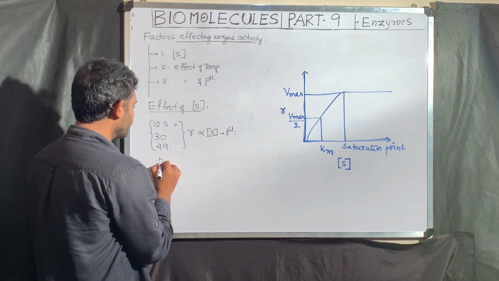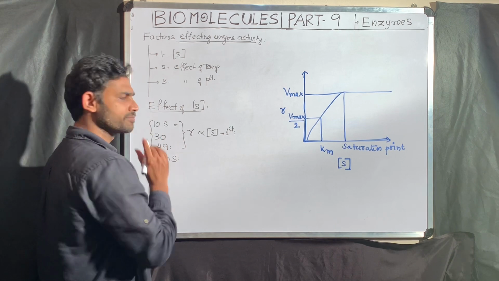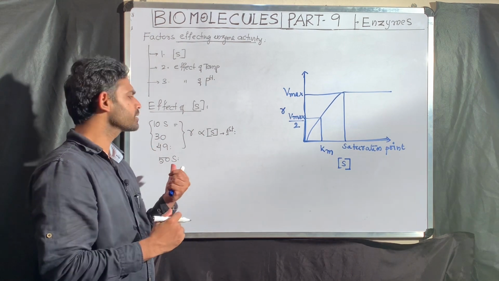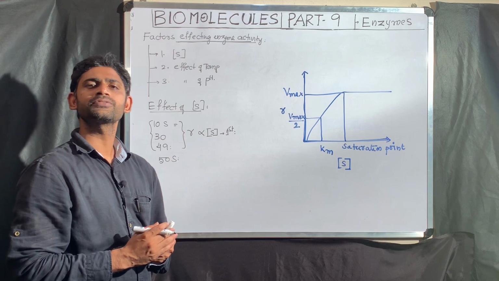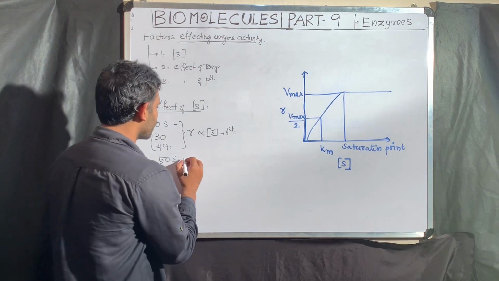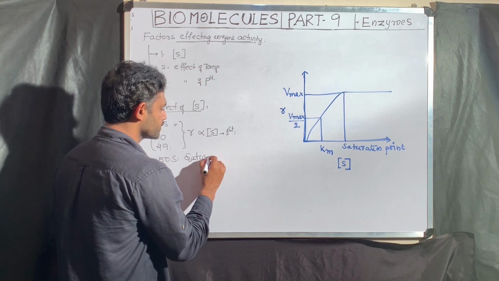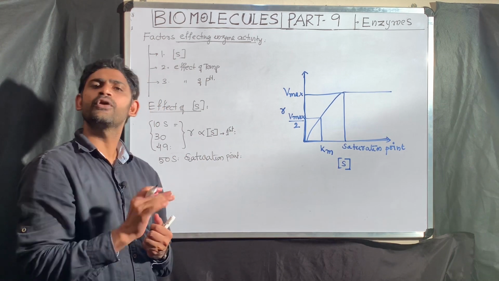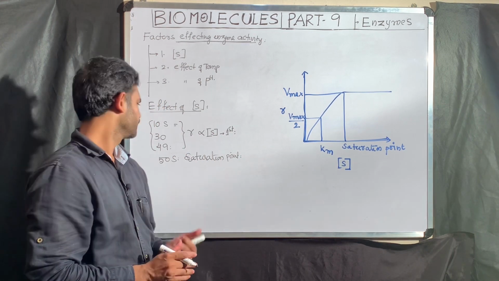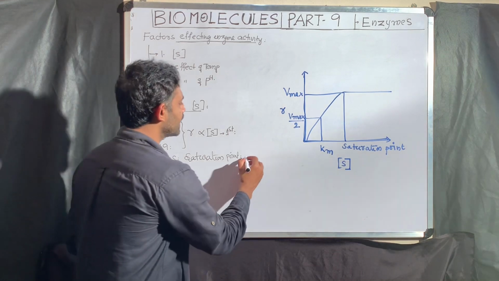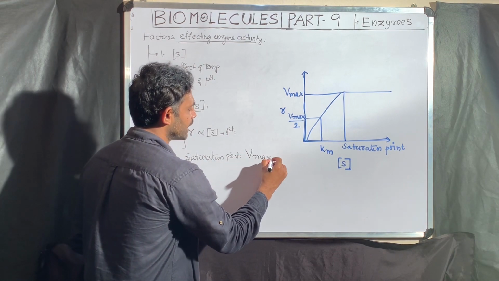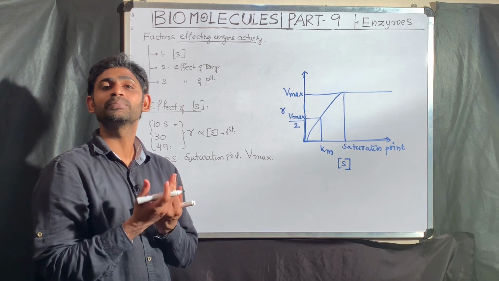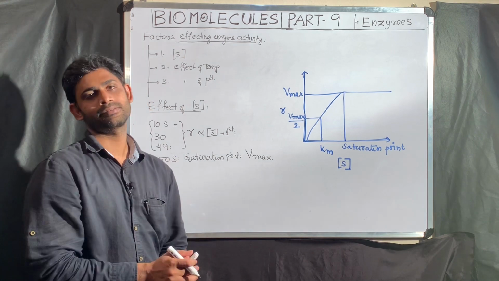After that, if I increase to 50 substrates, here 50 substrate concentration is nothing but the concentration of the substrate being equal to the concentration of active sites of the enzyme. That particular point is called the saturation point. At the saturation point there is no free substrate and no free enzyme. Otherwise, you can say the saturation point is where the enzyme gives the maximal velocity. Beyond that, the enzyme cannot give more, because the active sites are completely associated with substrates.